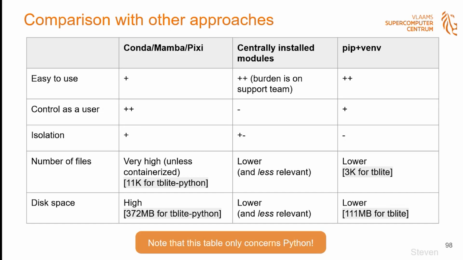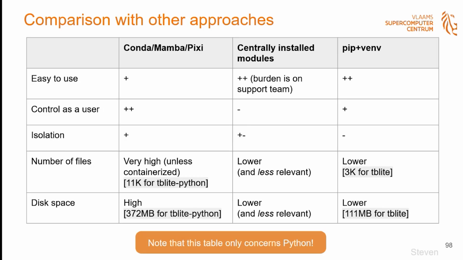If you look at how much control you have as a user, well, if you rely on centrally installed modules, it's very small. The only thing you can do is ask us politely to install the module for you. With pip plus venv, you can have more control, but you're limited to the interpreter that you can use, while with Conda, Mamba or Pixi, you have nearly full control over what you install.